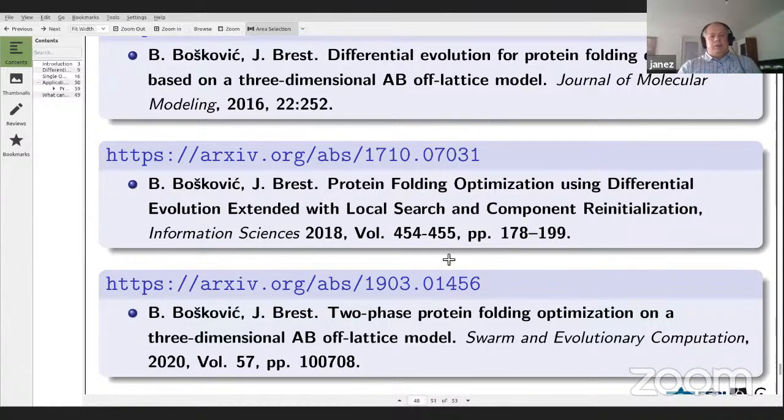Here you have some links to our works, and this one is the latest one. Also you can get it on the archive to download and to see, if you are interested in this one.